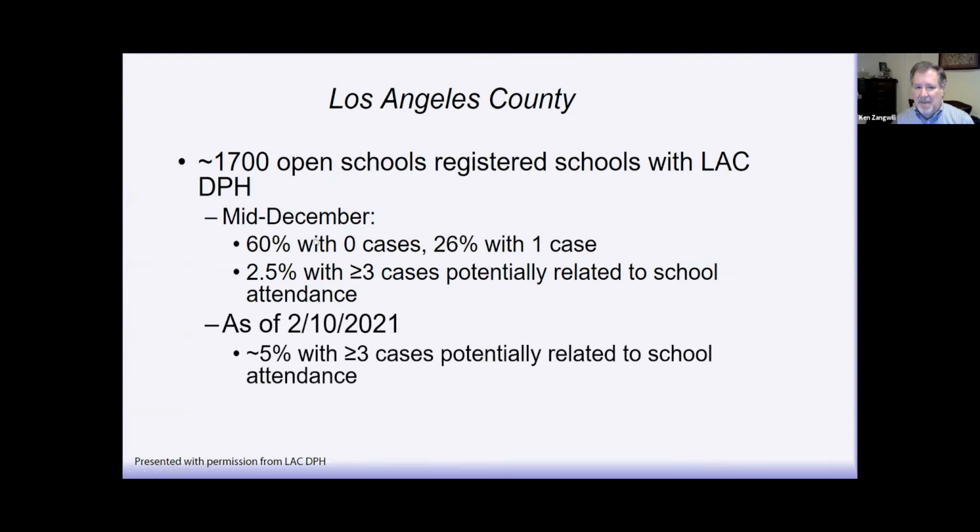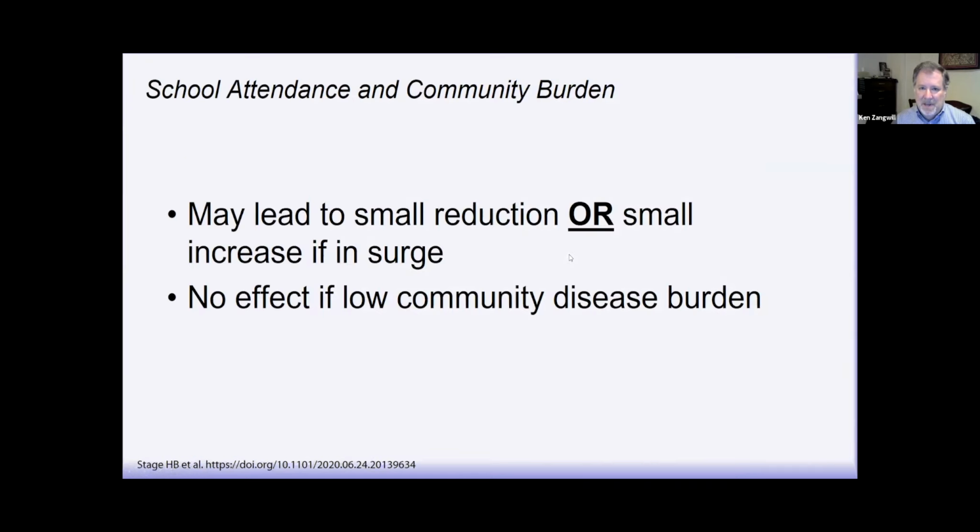I got these data in mid-December, and I got some more data in mid-February, where less than 5% of schools had more than 3 cases potentially related to intra-school transmission. I don't have more recent data, but frankly, the cases are down since then, so it's probably not a lot. In fact, it's probably less than 5% as more schools came online and there was less transmission, but I can't say that for sure. It's a low number. And most schools, even in the surge, had no cases, and only 26% had a case. So that's LA County. I think I'll skip this in the interest of time.